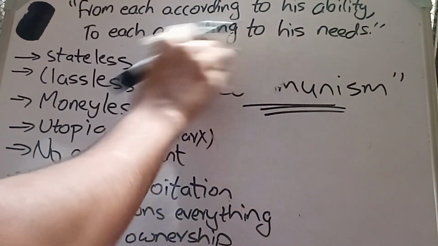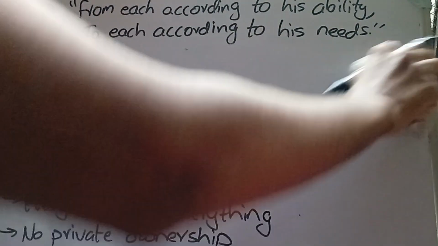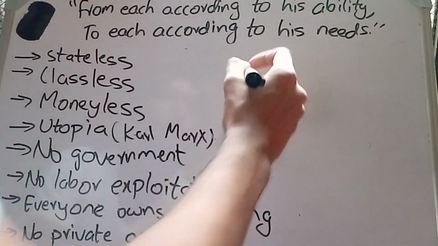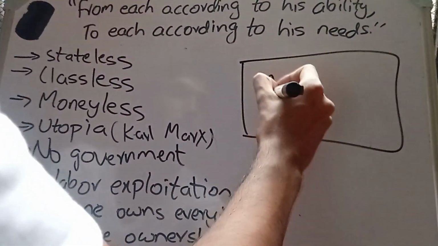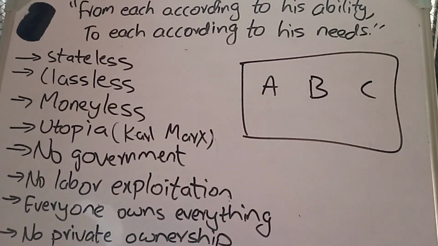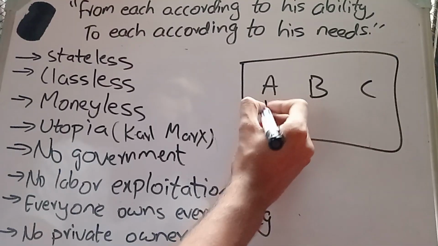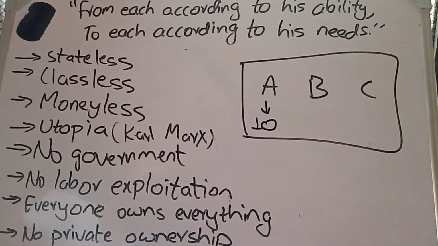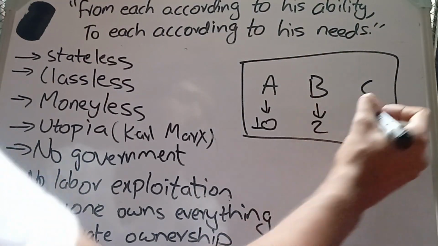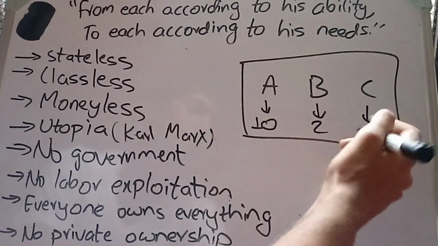So to explain this simple topic, let's take an example of a farm where A, B, and C work. A is a relatively fit person. A works super hard and is able to collect 10 apples. B is a relatively slow worker, and he is able to collect about 2 apples. And C doesn't work at all, and he doesn't collect any apples.